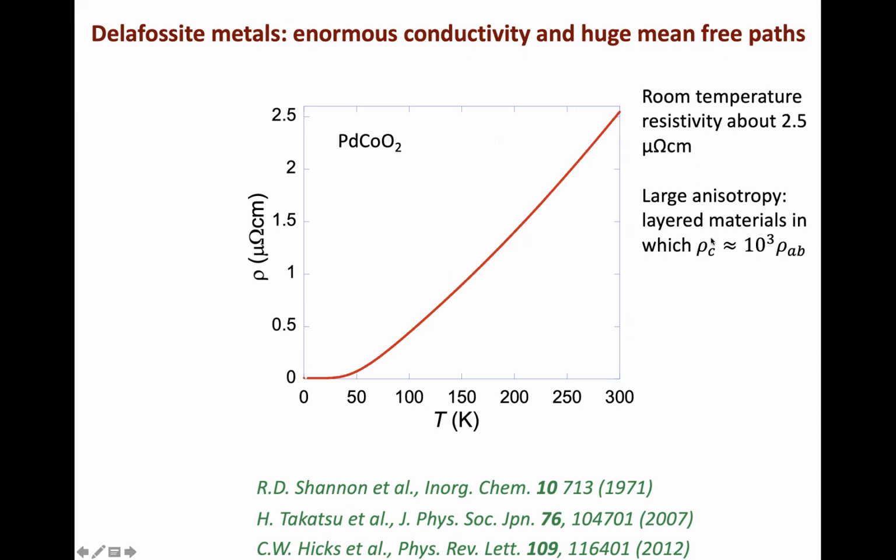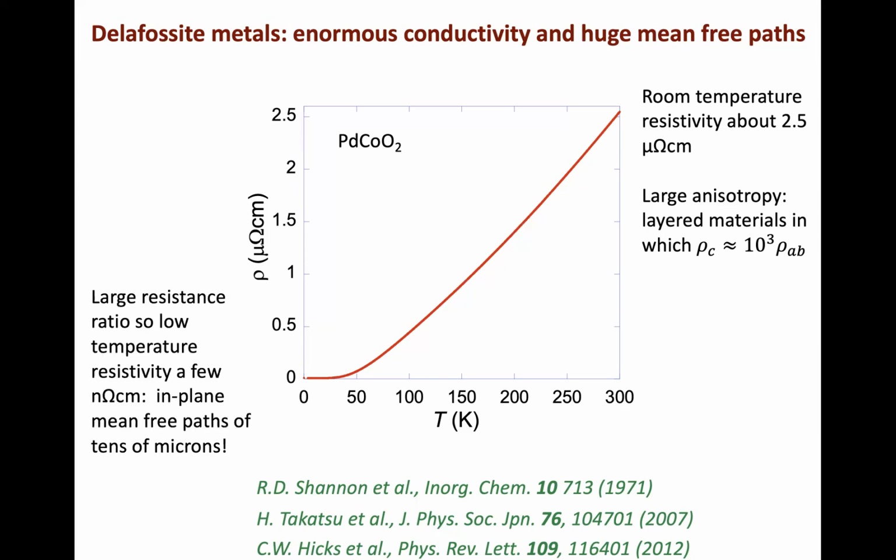I don't want to go into too many material details, but just take it from me that they're also quasi two-dimensional. The resistance perpendicular to the conducting planes is about 1,000 times the resistance in the conducting planes. And it's the in-plane resistance I'm showing here. So as well as a very low resistivity at room temperature, they have a very large resistance ratio, at least in good crystals. In other words, the resistance drops by a factor of a few hundred between room temperature and low temperatures. That means that you get low temperature resistivities of a few nano-ohm centimeters, which a simple analysis tells you corresponds to in-plane mean free paths of tens of microns.